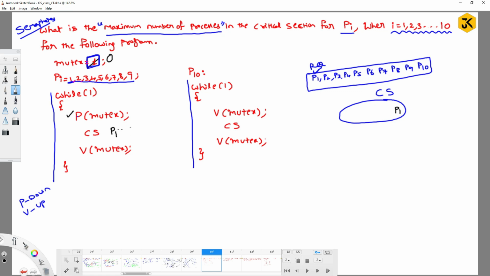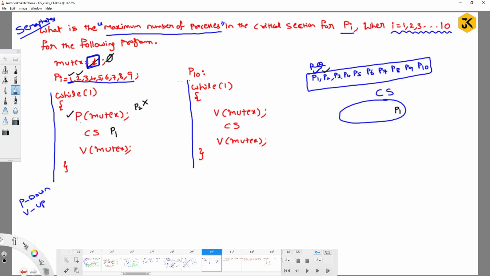Now while P1 is executing, is P2 allowed to execute? Just check with this one. P2 is executing. Does it allow? No, because P2 is trying to down the mutex. When trying to down the mutex, its value is -1. Is -1 allowed to enter into the critical section? No, it is not possible. That's why P2 is going to be rejected here. So P2 will be rejected at this point of time as its value is -1.